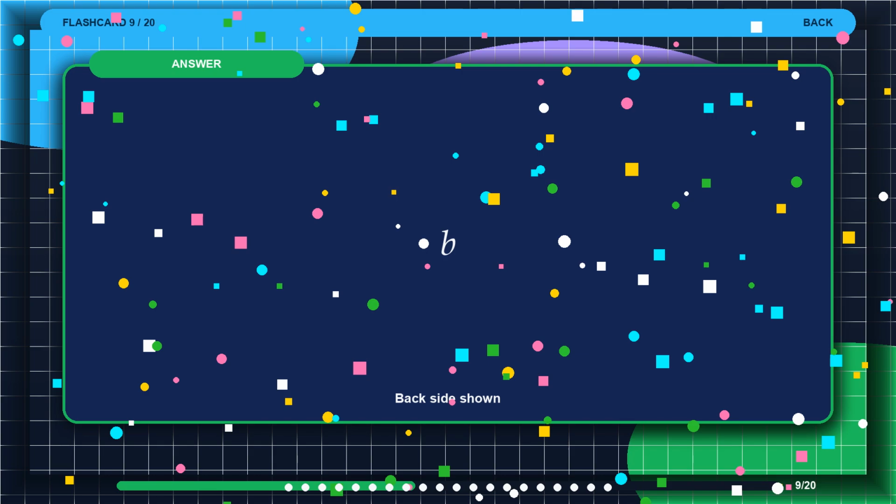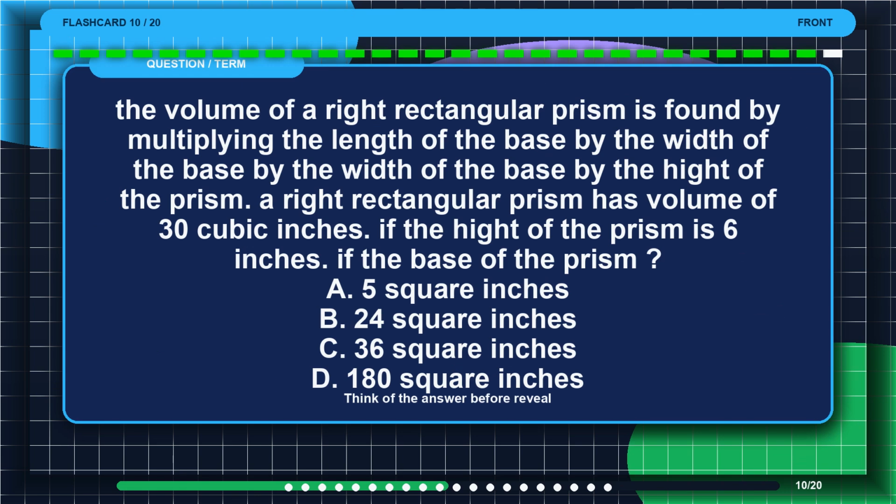The answer is B. Flashcard 10. The volume of a right rectangular prism is found by multiplying the length of the base by the width of the base by the height of the prism. A right rectangular prism has a volume of 30 cubic inches. If the height of the prism is 6 inches, what is the area of the base of the prism?